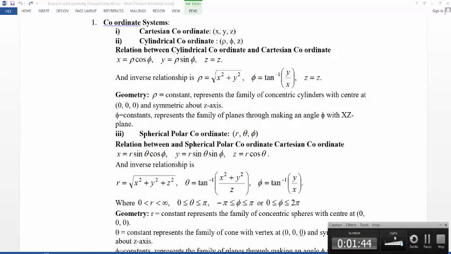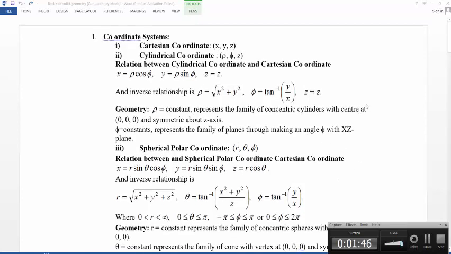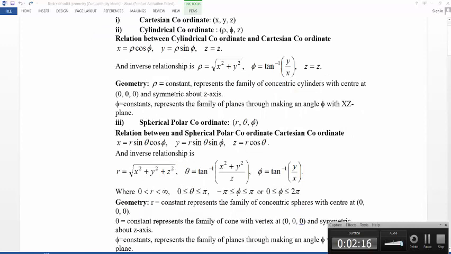So friends, we can describe the point in space by three ways. First is Cartesian coordinate system, means x, y, z. There are x, y, z axis. Second is cylindrical coordinate system, rho, phi and z. Here phi is angle, rho is the distance. And third is spherical coordinate system, spherical polar coordinate system.